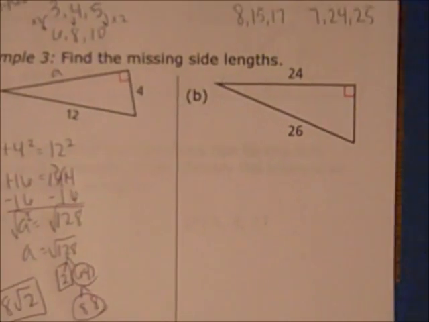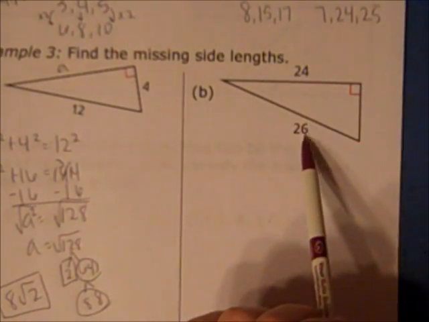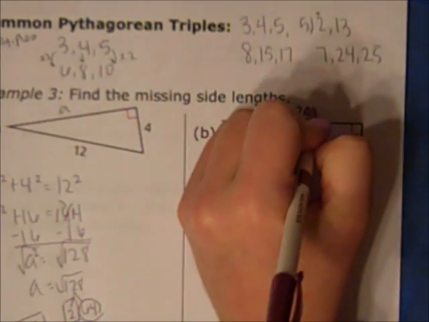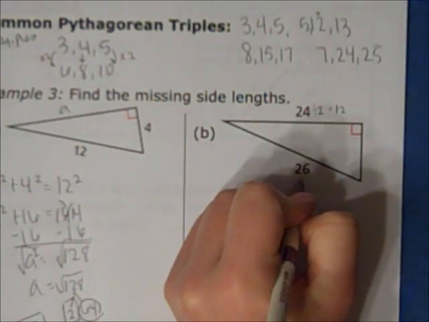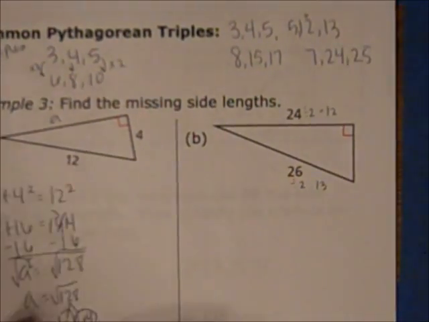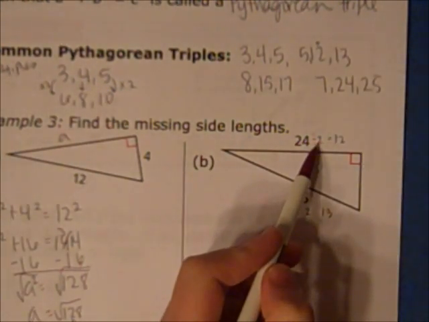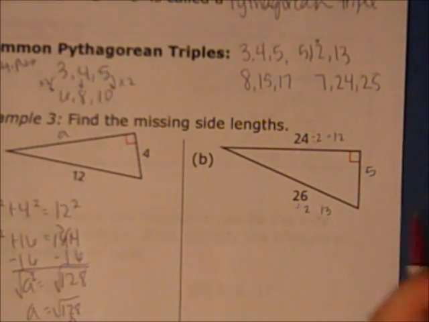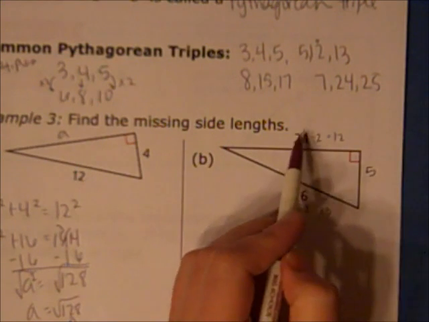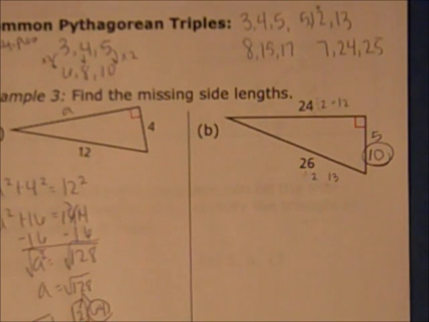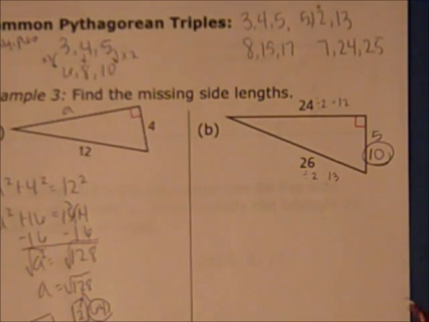Okay, let's look at B. So 24 and 26, those aren't any of our Pythagorean triples, because the triple we want is 24 and 25. But if you divide this by 2, that's 12, and you divide this by 2, that's 13. So this could be a 5, 12, 13 triangle. 13 is the hypotenuse, 12 is the longer leg, so this has to be 5. But 5 is not your answer because you had to divide everything by 2. So actually, 10 is your answer. This is the beauty of looking for a Pythagorean triple: I don't have to do the tree or any of that business. I just have to write 10 down on my paper.